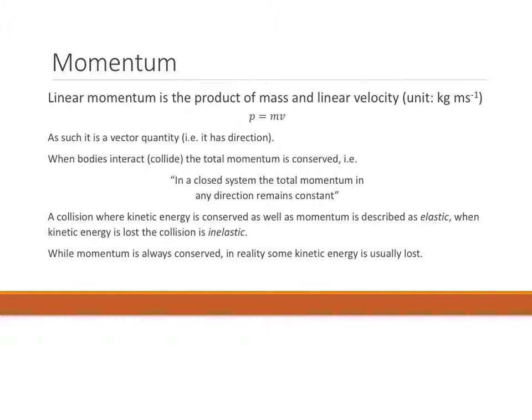The momentum of a body, which we encountered in Newton's second law, is defined as the product of its mass and its velocity. Because mass is a scalar quantity and velocity is a vector quantity, momentum is also a vector quantity, so it has a direction.